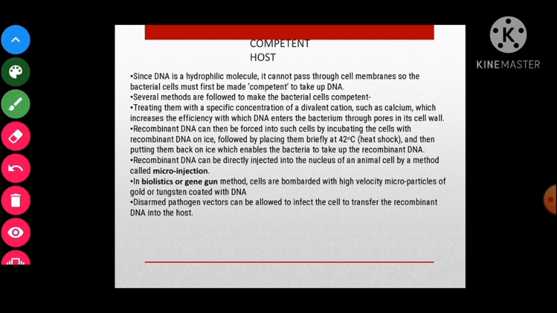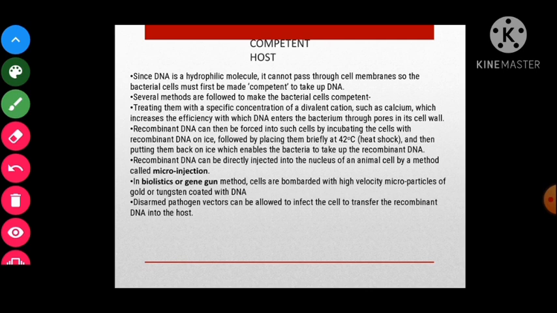Now let us talk about the methods for the transformation of DNA. The very first one is the chemical method. Children, in this, the cells are treated with a specific concentration of divalent cations such as calcium, which increases the efficiency with which DNA enters into the bacterium through the pores on its cell wall. Right?